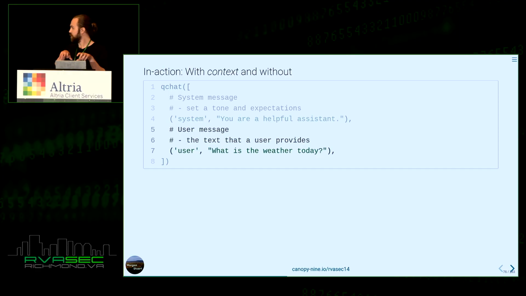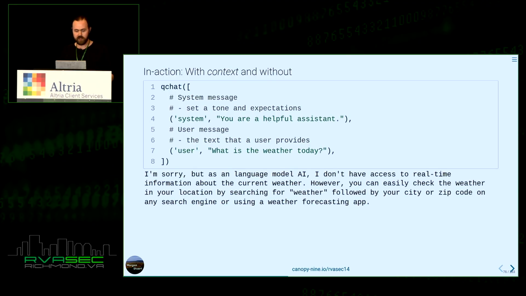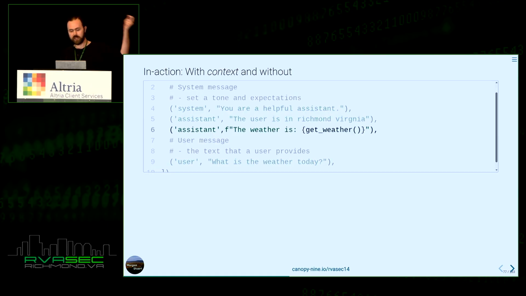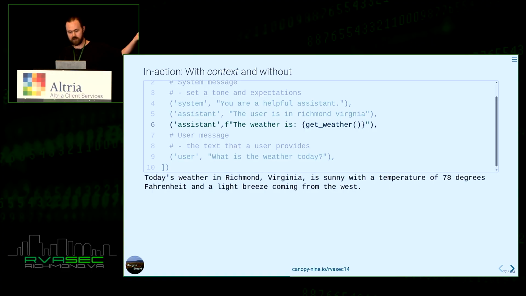And then we go on to give the user prompt. So this is you typing into the chat, what is the weather today? We run it, and we get that long sycophantic response: I'm sorry, but as a, blah, blah, blah, I can't easily check the weather. Right, because it didn't have the weather in its context. So if we say we're in Richmond, Virginia, and we say get weather, and we put that in the context, we get a better answer: sunny with a temperature of 78 degrees.